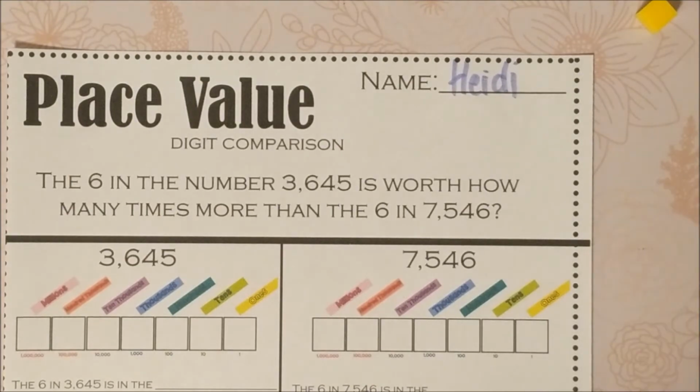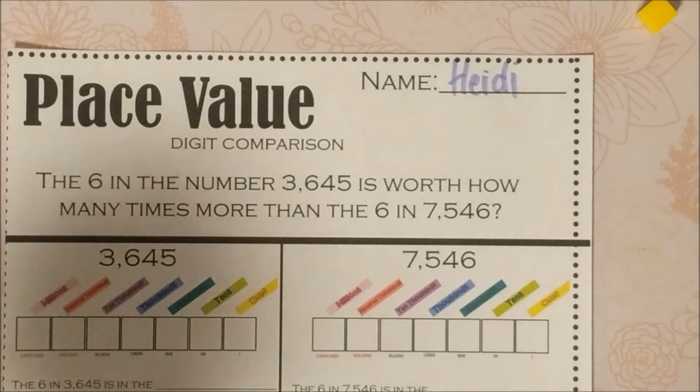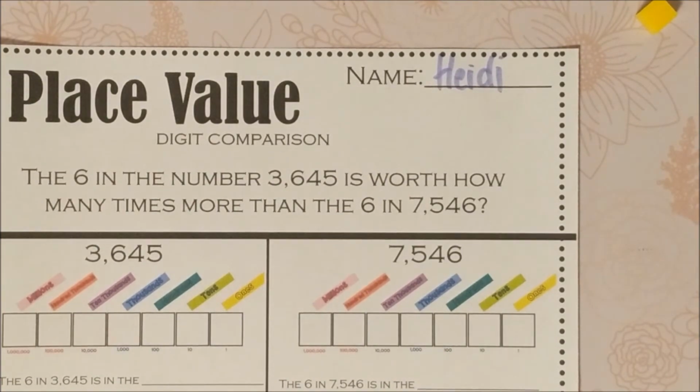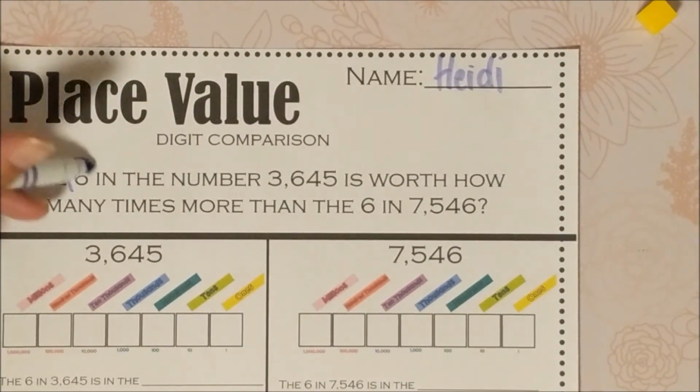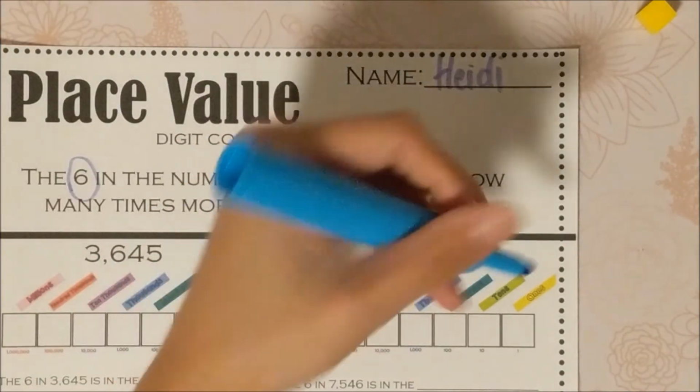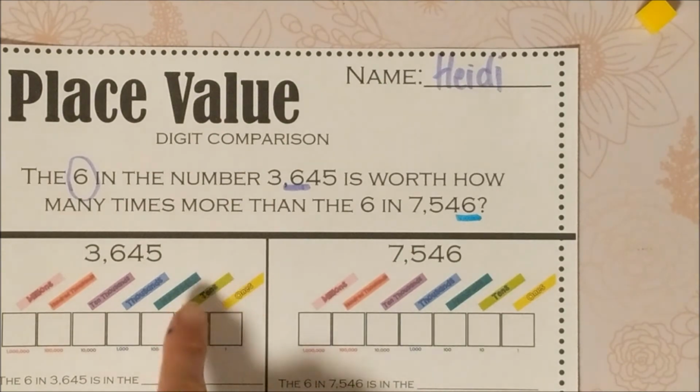We're going to do one more. The 6 in the number 3,645 is worth how many times more than the 6 in 7,546? So again, just underline the digit 6 in both of these. Here's one, here's the other. Now you're going to plot each one in the place value chart.